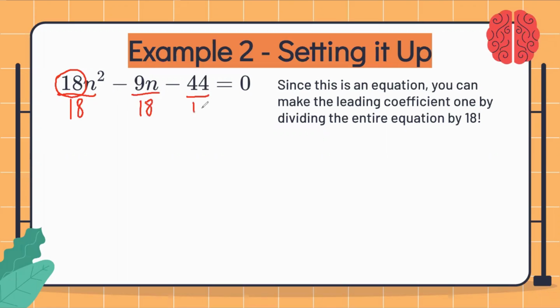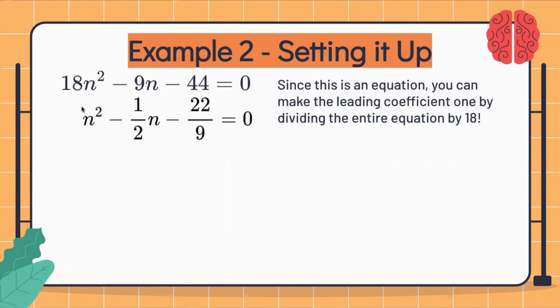And so if you divide everything by 18, the 18 and 18n squared will cancel, so that just leaves you with n squared, and now our leading coefficient is 1. And then minus 9n over 18, which would just reduce to 1/2 n, and then minus 44 over 18. This would just reduce by a factor of 2 to 22 over 9, and then 0 divided by 18 is just 0. So here is your quadratic equation with a leading coefficient of 1 now.